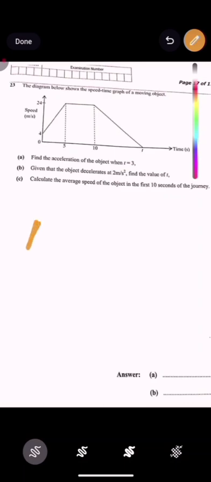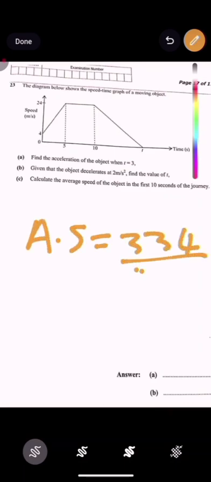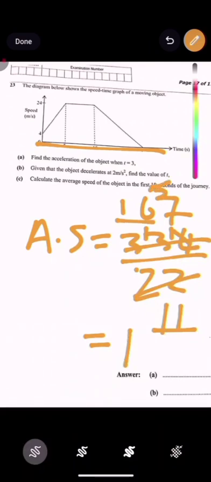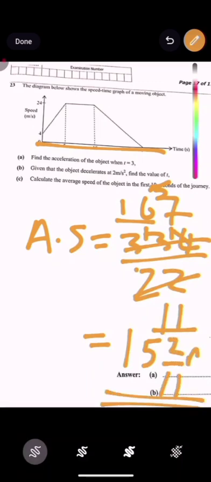So average speed is equal to 334 divided by 22, which is the total time, right? So you can reduce 2 here 11, 2 here 167. 11 into 167, 11 into 16 it's 1, remainder 5, 11 into 57 it's 5, remainder 2 over 11. This is your average speed, meters per second. See you in the next lesson.